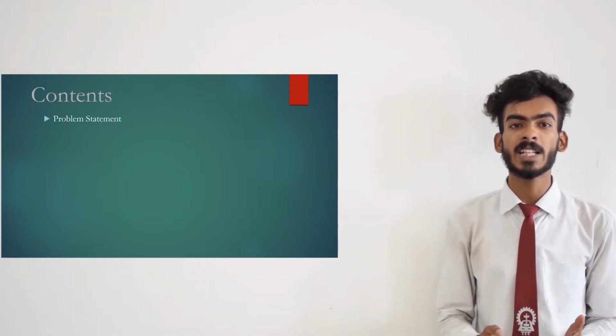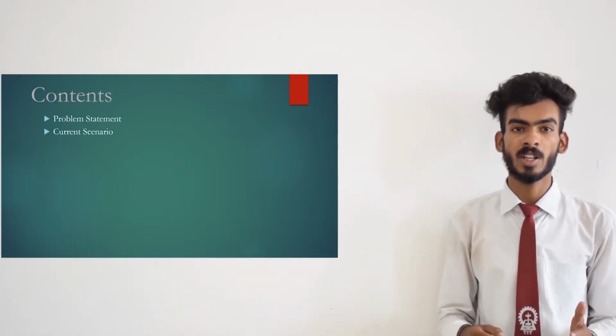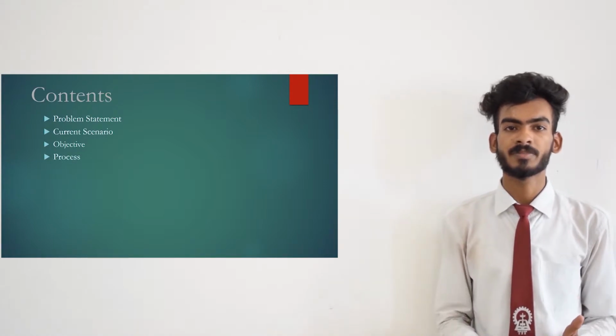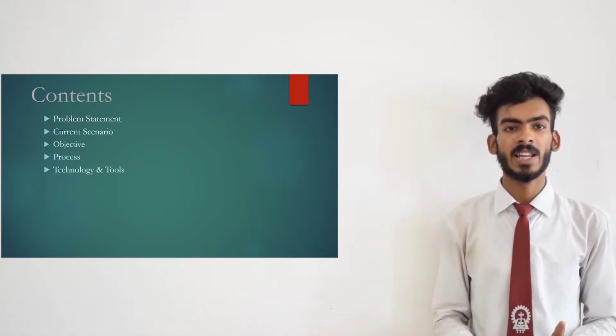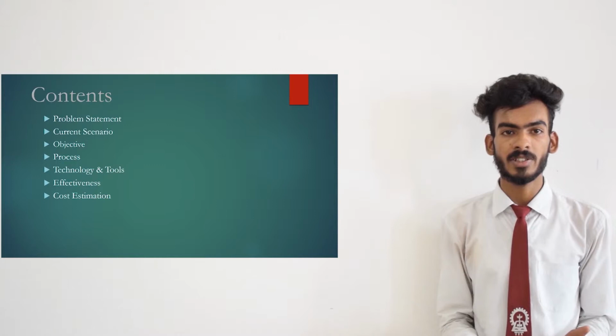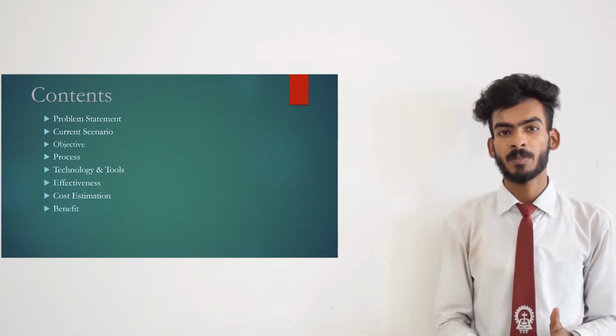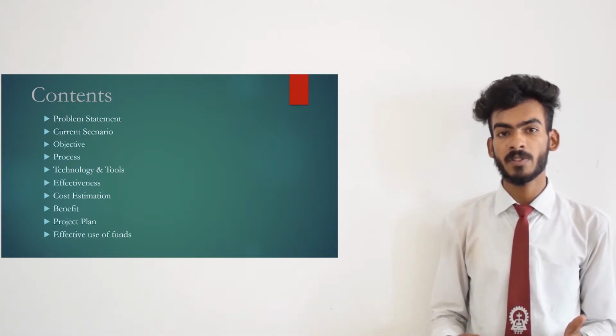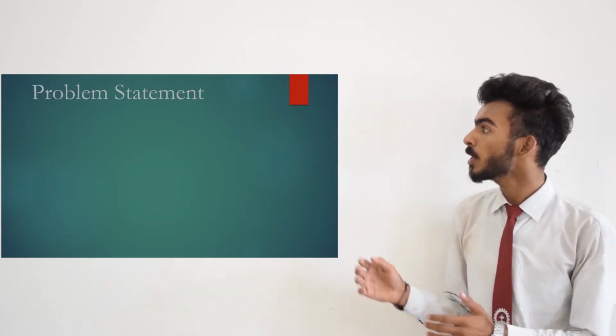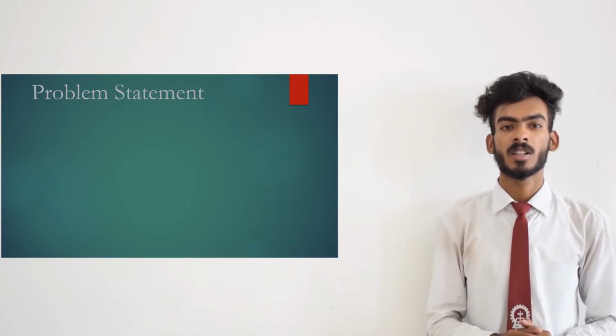Here are the contents of this presentation. First one is problem statement, then current scenario, then objective, then process, then technology and tools, then effectiveness, then cost estimation, then benefits, then project plan, and then effective use of funds. Now moving to the problem statements.